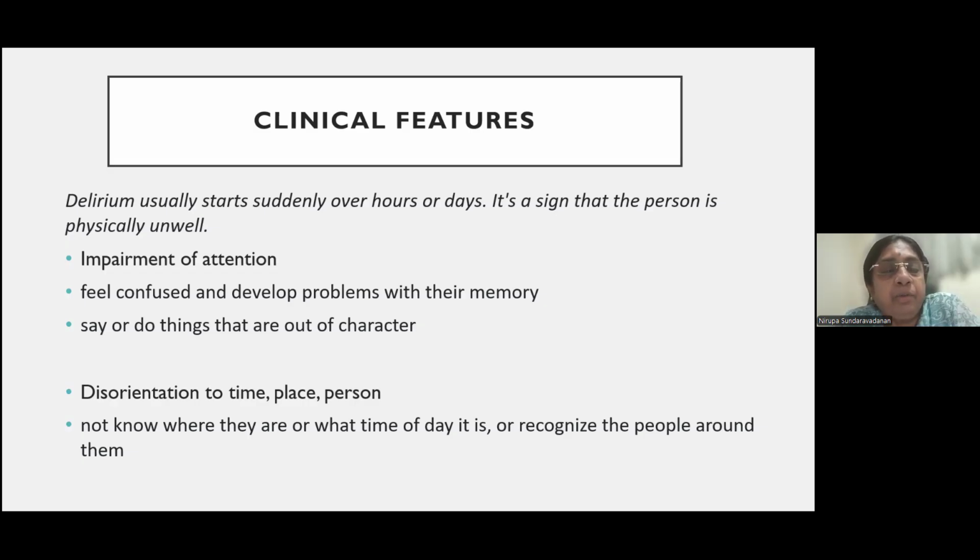They feel confused. They develop problems with their memory. And it seems as if they're suddenly behaving very strangely. They say or do things that are out of character. It may become even very obvious. They're disoriented to time, place, or person. When you go in the morning to check them, you may be caring for them on a daily basis, but suddenly they'll be like, who's this person? Why are they coming close to me? Ask them, where are you? And then they'll be confused. Where am I? They're not sure where they are, what time of the day it is, or recognize the people around them.